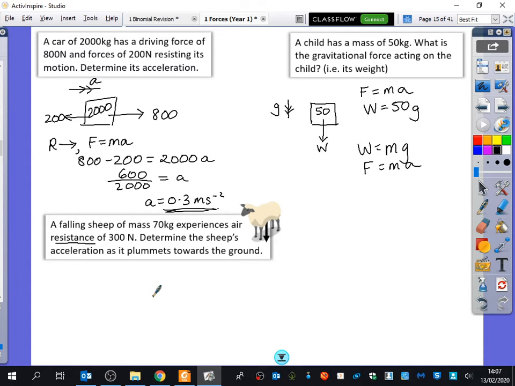So again, I'm going to draw a lovely picture of a sheep, and I'm going to put in the weight of the sheep. The weight of the sheep is 70 what? No, 70 G.